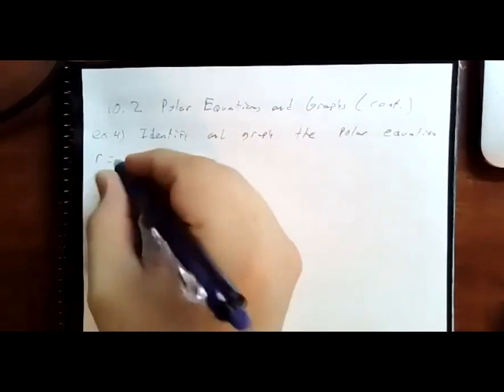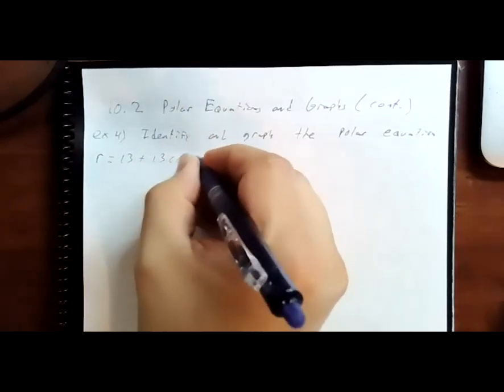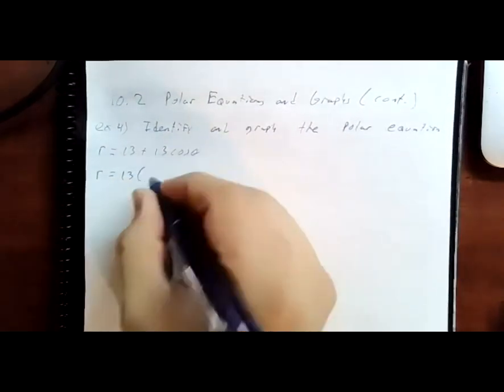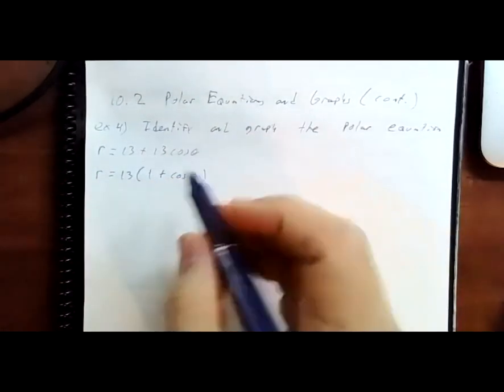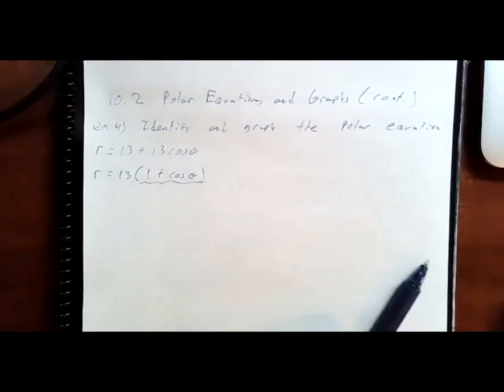So r is equal to 13 plus 13 cosine. What you should notice is they both have 13 in common. So when you factor 13 out, you get 1 plus cosine theta. So this right here is supposed to ring a bell, but we haven't talked about it yet.